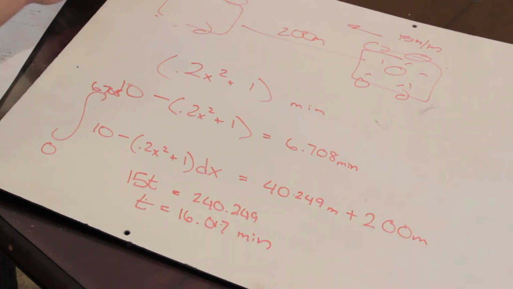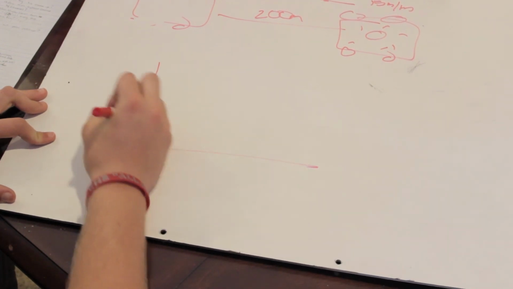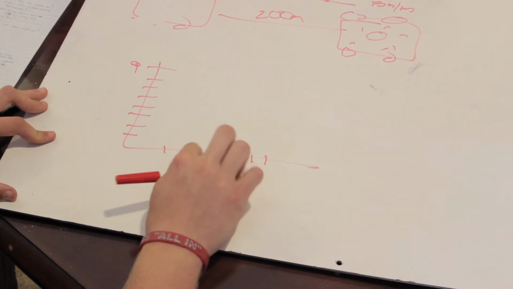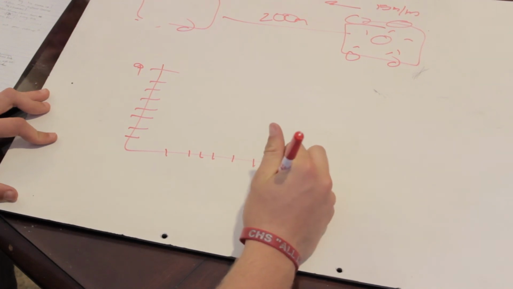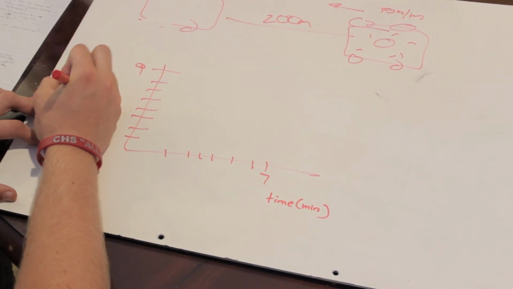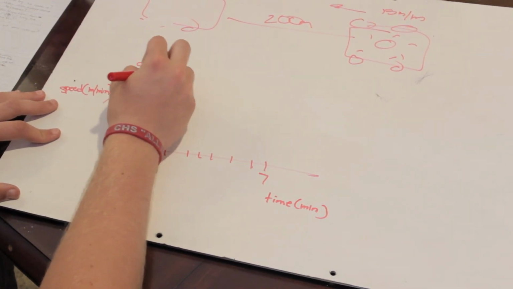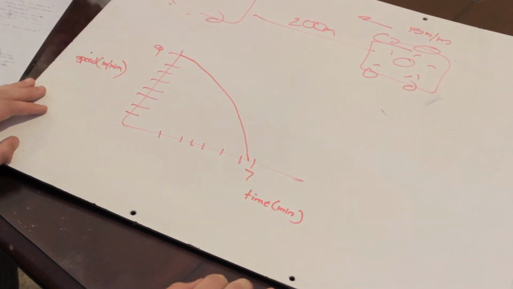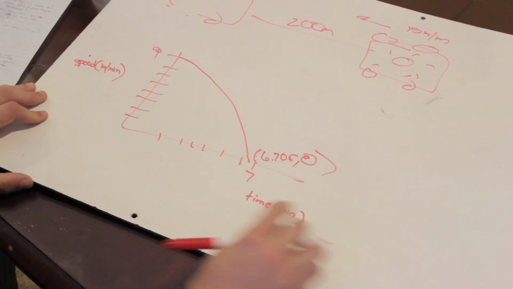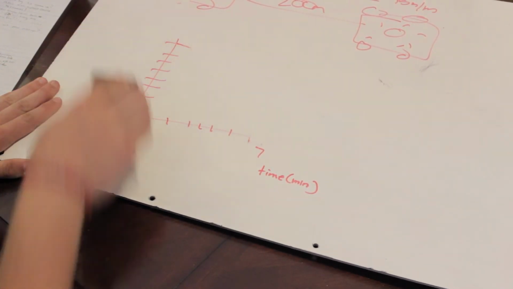So now we can see the graph. I can make a graph of what this will look like. The graph of speed will look like, let's say this is 9, and this 1, 2, 3, 4, 5, 6 is 7. So this is the time in minutes, and this is the speed in meters per minute. Initially the car will start off at 9 and it will slow down to 6.708, comma 0. So that's when the car will stop moving. That's the speed.